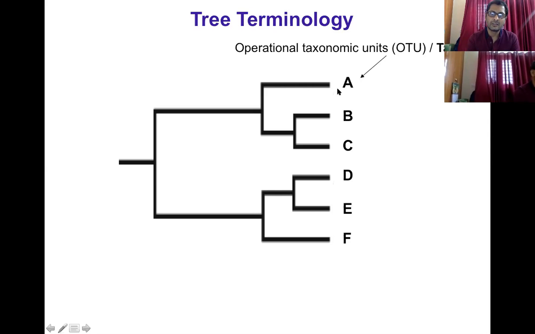Okay. So operational taxonomic unit in the phylogeny means that a number of similar sequences are making one operational taxonomic unit. So exactly similar sequences from a sample make one operational taxonomic unit, right?